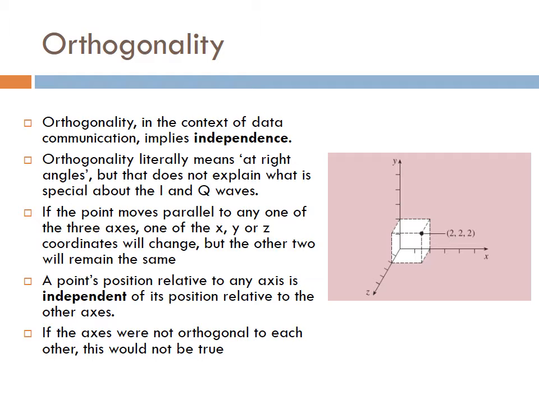If the point moves parallel to any one of the 3 axes, one of the x, y, or z coordinates will change, but the other 2 will remain the same. A point's position relative to any axis is independent of its position relative to the other axes. If the axes were not orthogonal to each other, this would not be true.